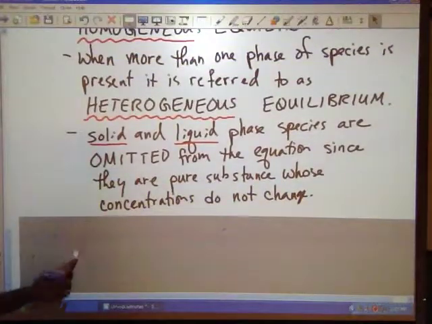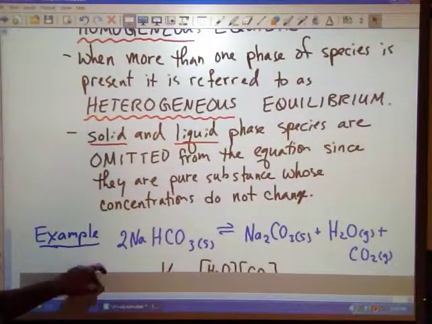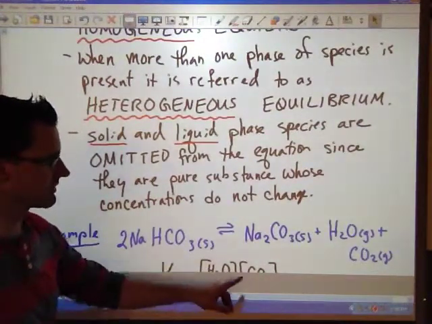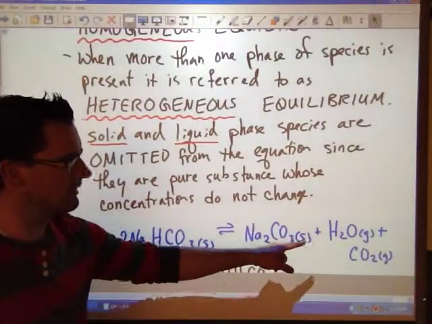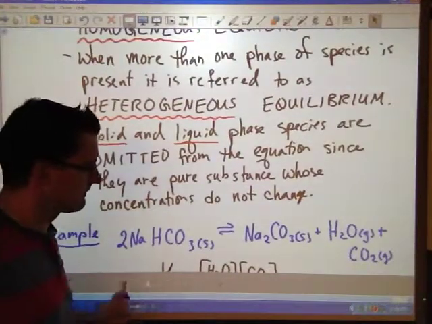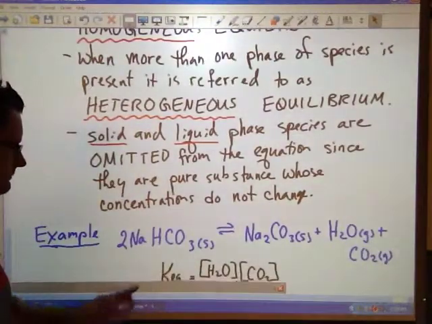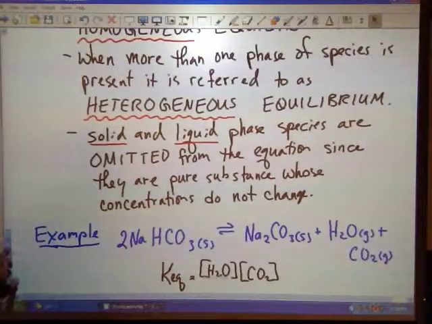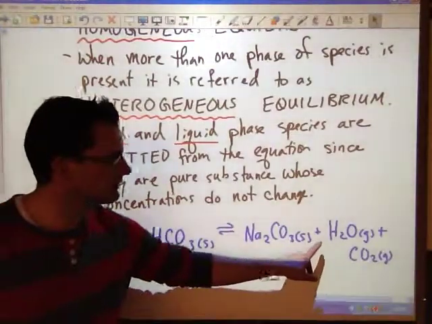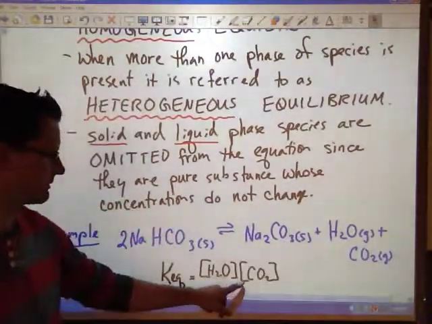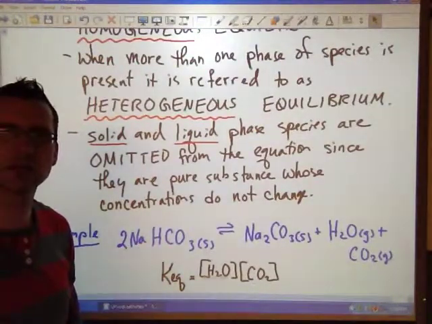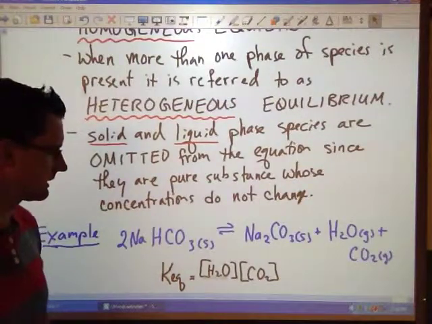So lastly, here's an example of that. Let's say I have 2 sodium bicarbonate solid in equilibrium with sodium carbonate solid, water vapor and carbon dioxide vapor. The equilibrium expression would simply be that: products over reactants. I don't include the sodium carbonate product because it's a solid. So all I'll include is H2O multiplied by CO2. The reactant is a solid, so I don't include that. Okay? So that's the equilibrium expression.